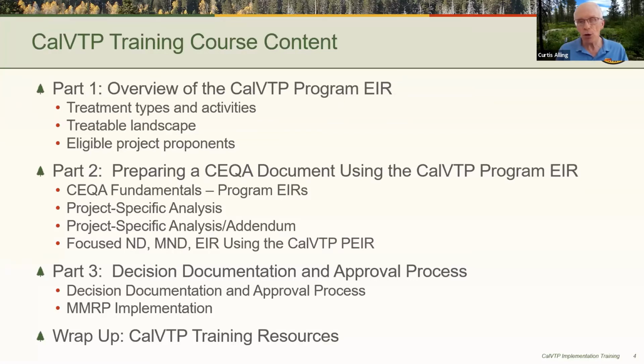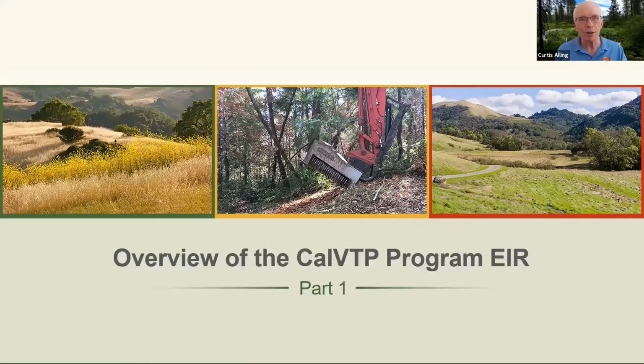Also, the overall goal of the program is to assist all public agencies that have responsibilities for vegetation management to help increase the pace and scale of treatment to reduce wildfire risk, which is the overall goal of this program. I'll now turn it over to Heather Blair, who will begin our presentation about the CalVTP Program EIR and how it addresses the vegetation projects it covers.